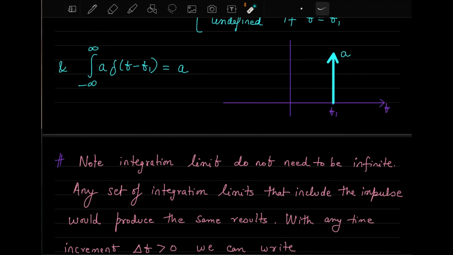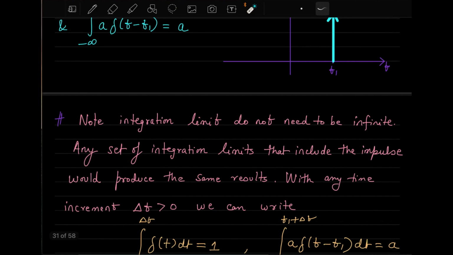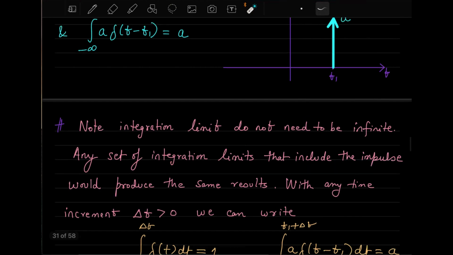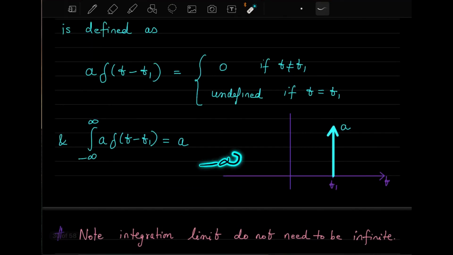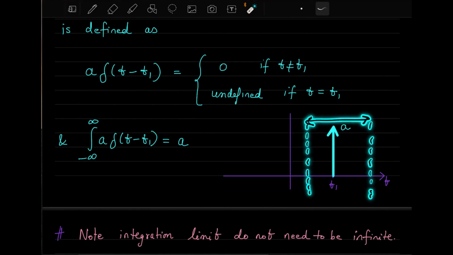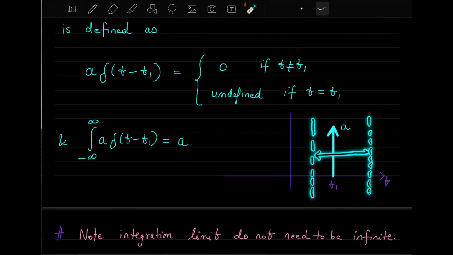definite limits also. So what I am saying here is that any set of integration limits that include the impulse function would produce the same result. So it's not important that you integrate from minus infinity to infinity. You can integrate from this range to this range also. But the important thing is, when you integrate between these two ranges, the impulse function should lie within this range. That is important. If you integrate in this range and your impulse function is lying here, then this same definition holds.